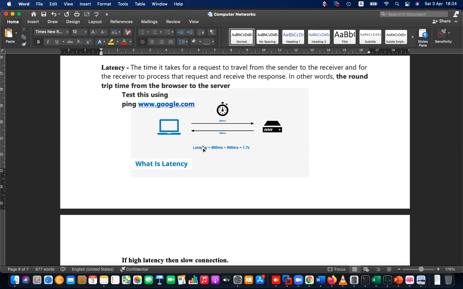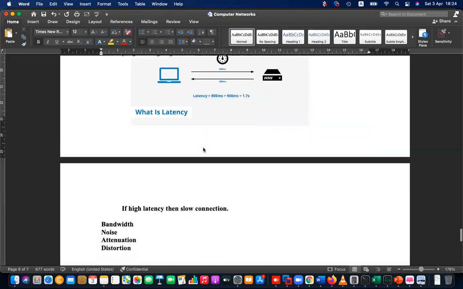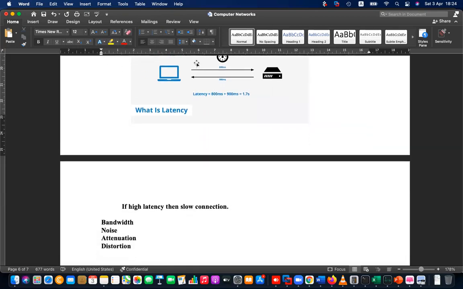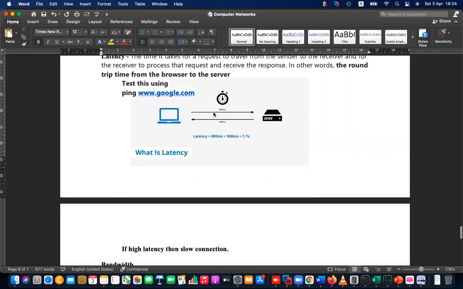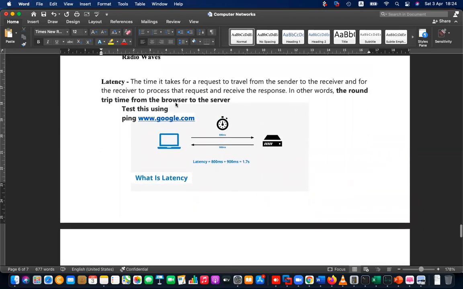So likewise, I can test the latency. Latency means the request to go and the response to come. So what is the time taken? The easiest way to see this is using the ping command. If the ping response never reaches you, that means latency is infinite, and your connection has dropped. Sometimes you might get that kind of errors, right?